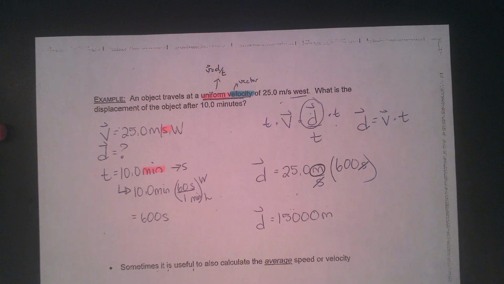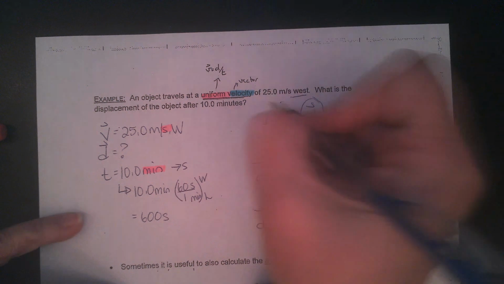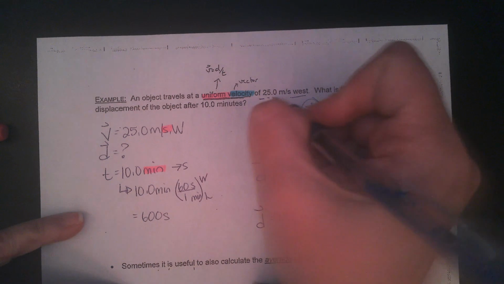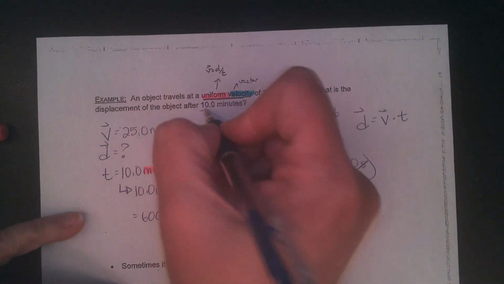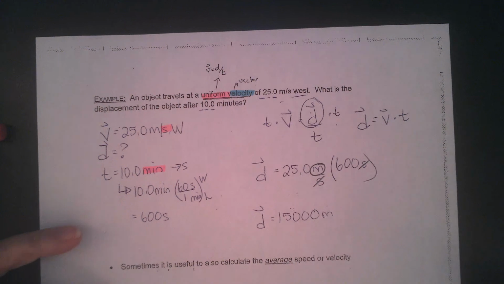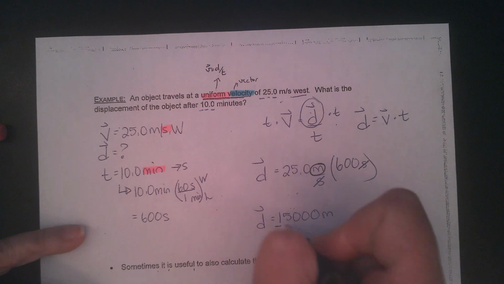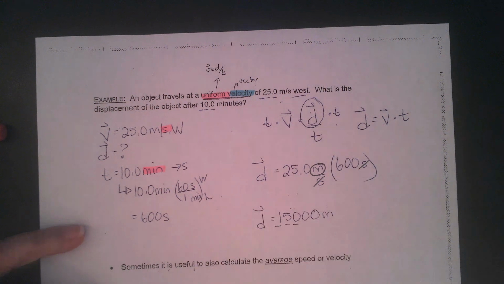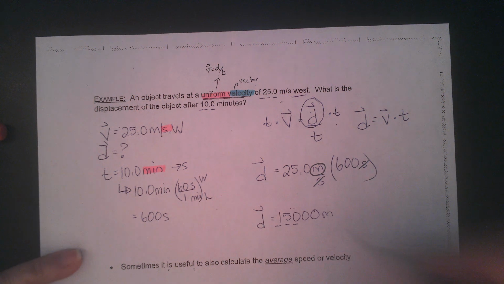Now, this is where we spent also another class on learning significant digits. This has 1, 2, 3, and this one has 1, 2, 3. So our answer can only have 3 significant digits. Now I can't just write 150 because 150 is not 15,000. I need to put it into scientific notation.